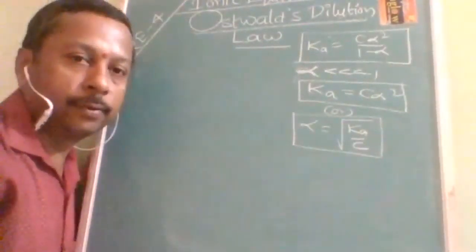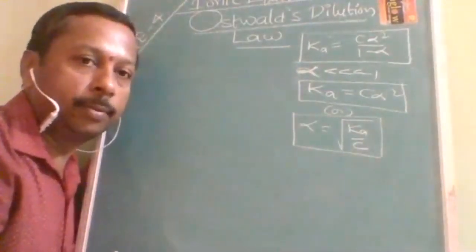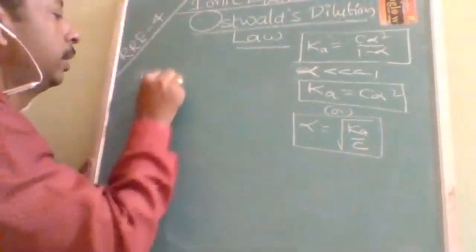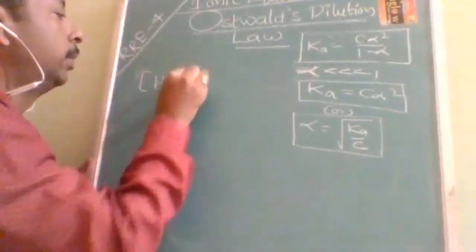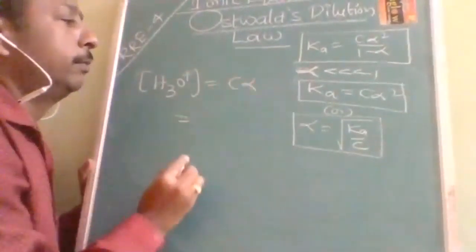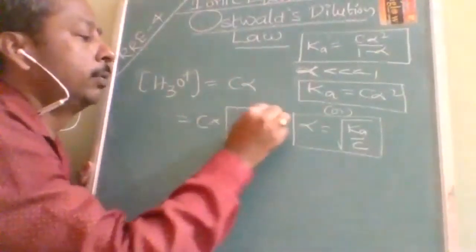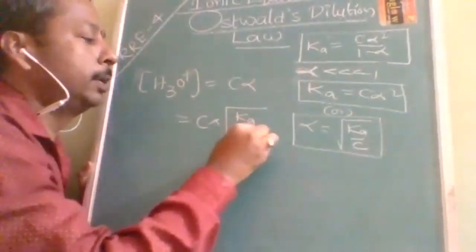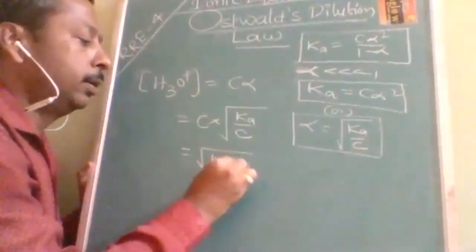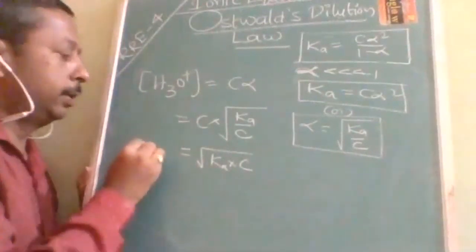from the very first formula. But if you understand the first formula, then it is easy to remember the other parts also. Now in the derivation, I told you [H3O+] is equal to C alpha. So in place of alpha, we can write square root of Ka upon C. That means square root of Ka into C, on simplifying, we'll get square root of Ka into C.